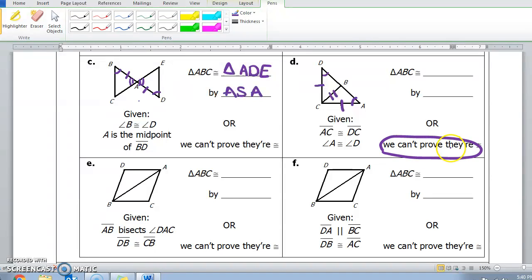If we ever circle that they're not congruent, we cannot write anything in this blank following triangle ABC congruent. Otherwise, we would be conflicting ourselves with the two statements. So make sure that if you ever circle this, that we can't prove that two triangles are congruent, leave this blank.